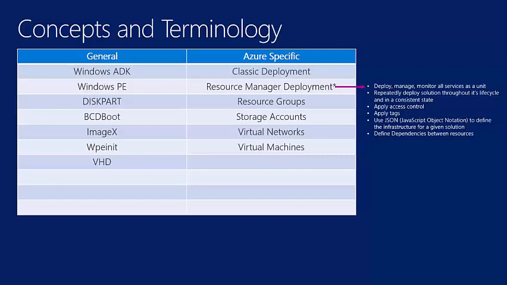So the resource manager deployment model really helps you do that. The resource manager deployment model will help you repeatedly deploy the given solution throughout its lifecycle and make sure it remains in a consistent state. You can put access controls here. You can apply tags. You can use JSON and define dependencies, and on we go, right? So resource manager deployment is seen to be the preferred model these days.